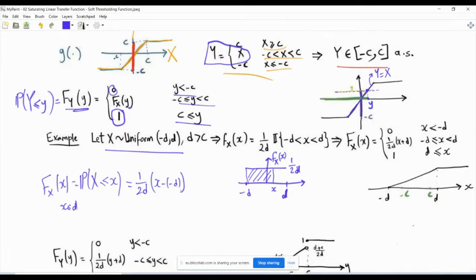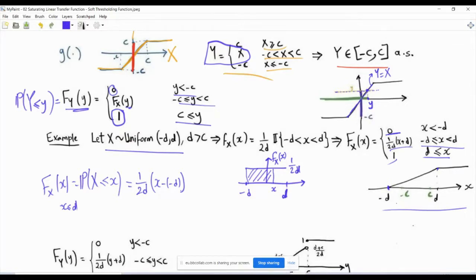If x is less than minus d, the probability is 0 because x is between minus d and d almost surely. And if x is greater than or equal to d, this is 1. Between minus d and d, you do it via integration, and you will get this result: 1 over 2d times x plus d. So that's the CDF of x, which is plotted here. The PDF is constant, the CDF is a linear function, it's 0 at minus d, it's 1 at d, and it goes linearly between these two.